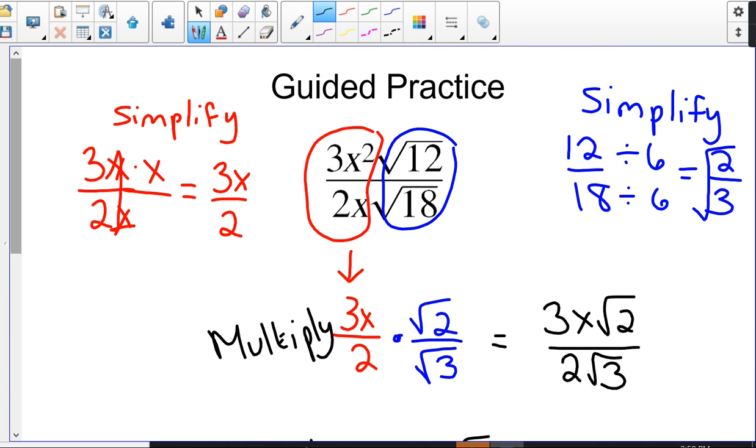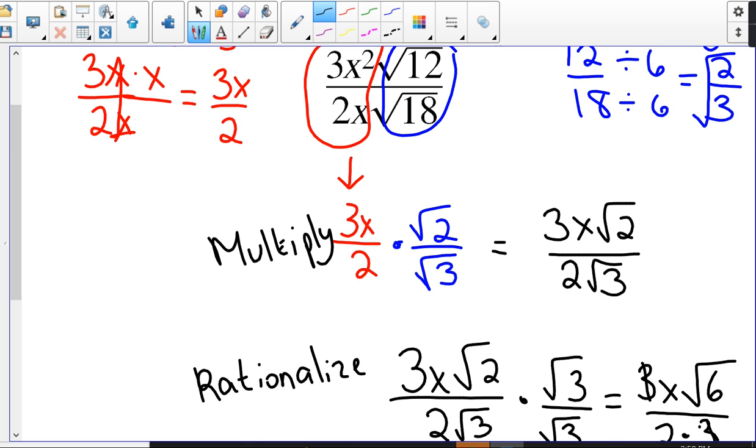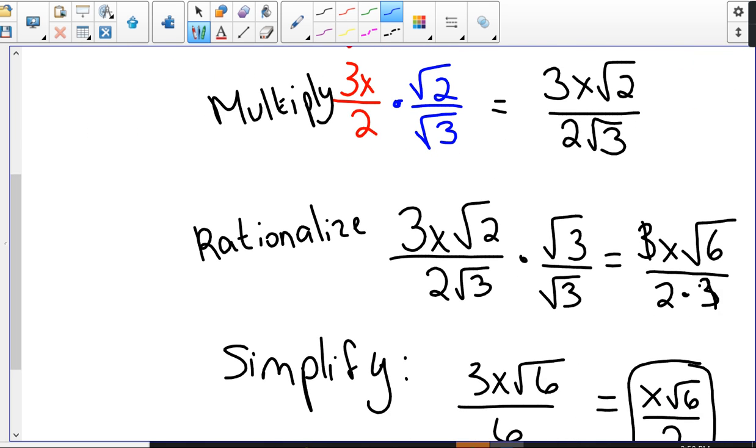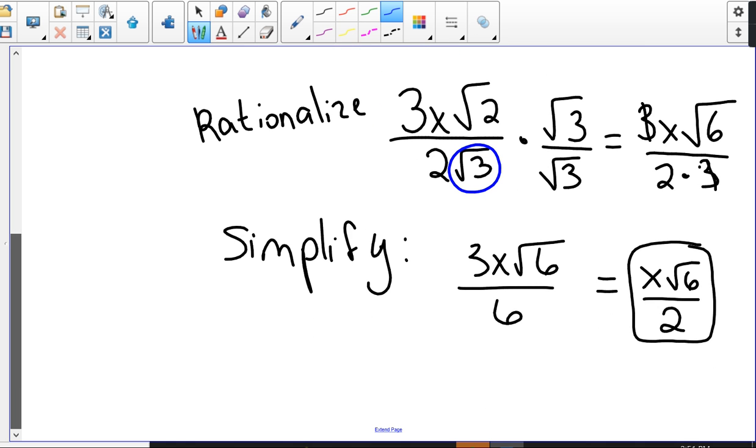So what did we do? We simplified the outsides. That was the red. Simplified the stuff inside the radical. That was the blue. We rewrote our new fractions right down here after the simplified fraction, and then we multiplied across. Then when we had that answer, we had to rationalize it. Rationalizing it means that we multiply by whatever radical is on the bottom of our fraction. We multiply by that same radical, top and bottom of the fraction. Then after we did that, we simplified one last time, divided top and bottom by 3, and we ended up with x times root 6 divided by 2.